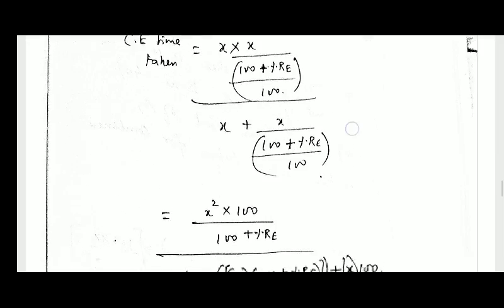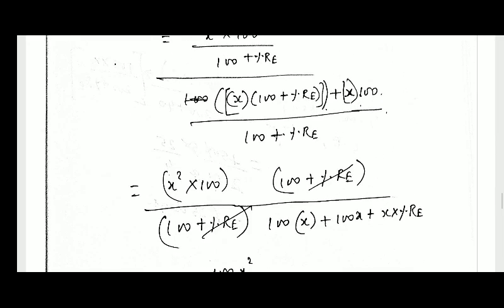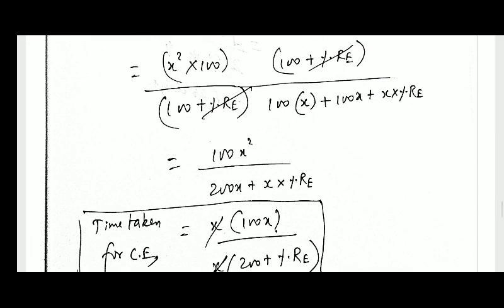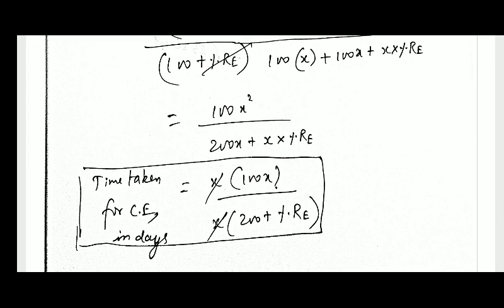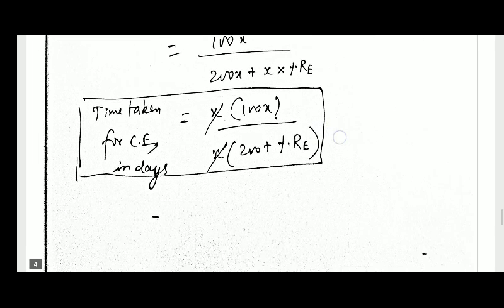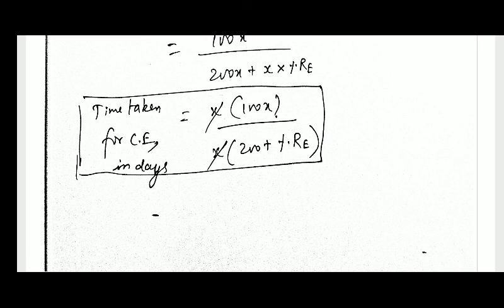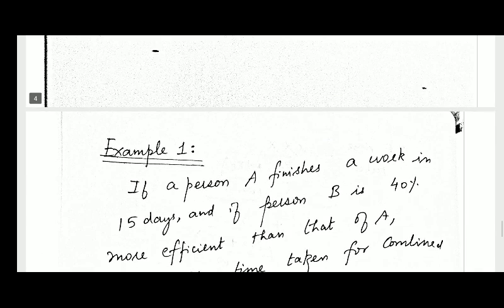After simplification, the final result turns out to be 100x by (200 plus percentage RE). 200 plus percentage RE comes in the denominator. Now, this is quite a useful formula in competitive exams, where you can save a lot of time. Let us consider a typical example.